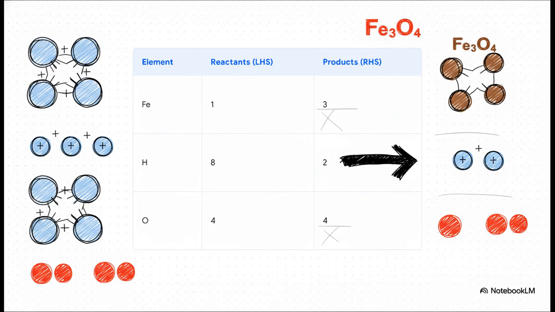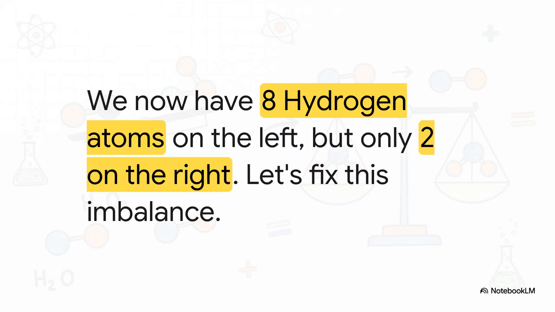But wait, when we did that, we also changed the number of hydrogen atoms, didn't we? Now we have 4 times 2, that's 8 hydrogen atoms on the left, and still only 2 on the right. See how one change affects another? That's part of the puzzle. Don't worry, this is normal. We just have to fix the next thing.